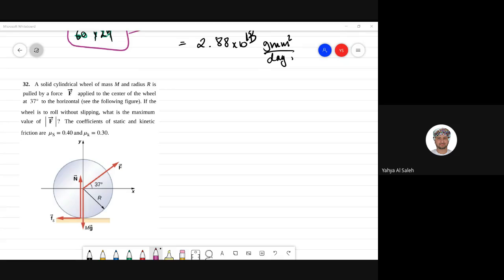33 is similar to 32. 42 needs vector cross products twice. 43 is interesting. Okay, let's do one at a time.